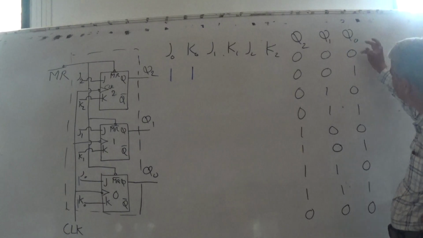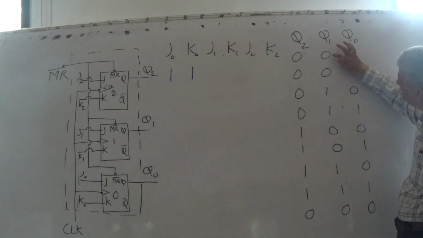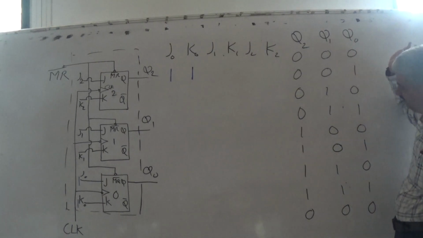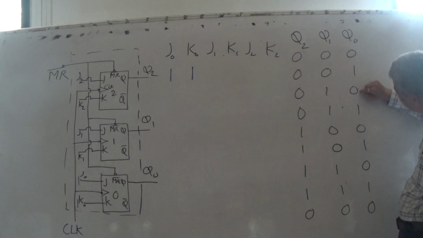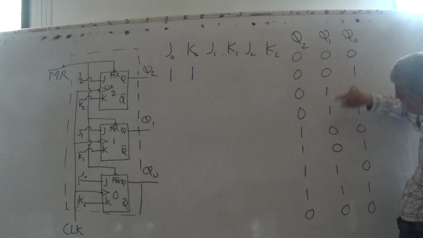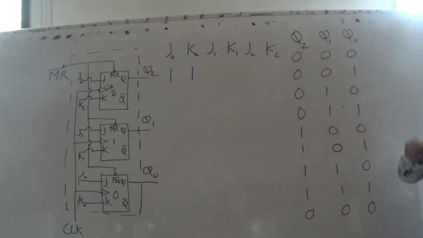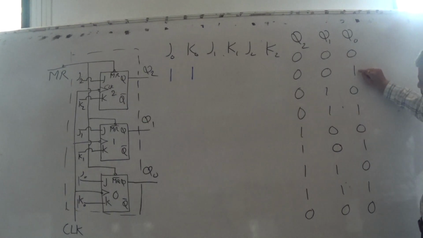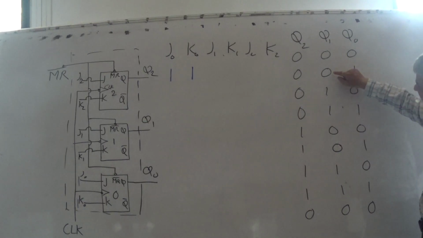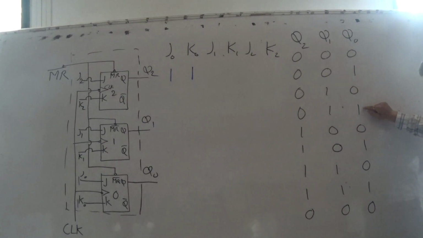Means if the current state of Q0 is 0, the next state of Q1 remains the same. And if the current state of Q0 is 1, then Q1 toggles, from 0 to 1. If the current state of Q0 is 1, Q1 toggles.